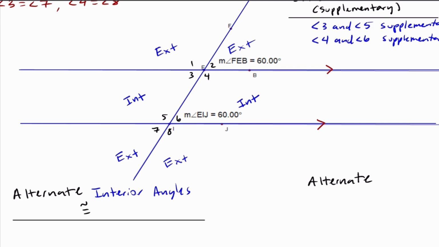So now we're going to list out all the alternate interior angles. We can see that 3 and 6 are inside of the parallel lines and they are on opposite sides of the transversal. They are alternate. So angles 3 and 6 are congruent by alternate interior angles. We can also say the same thing for angles 4 and 5, because again, those two angles are inside of the parallel lines and they are on opposite sides of the transversal, or they are alternate. So I will write angle 4 is congruent to angle 5.